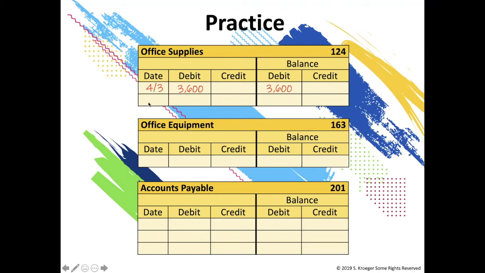The next date was on the 29th. It was also a debit of $600. We have a debit and a debit, they get added together. It's a total of $4,200.